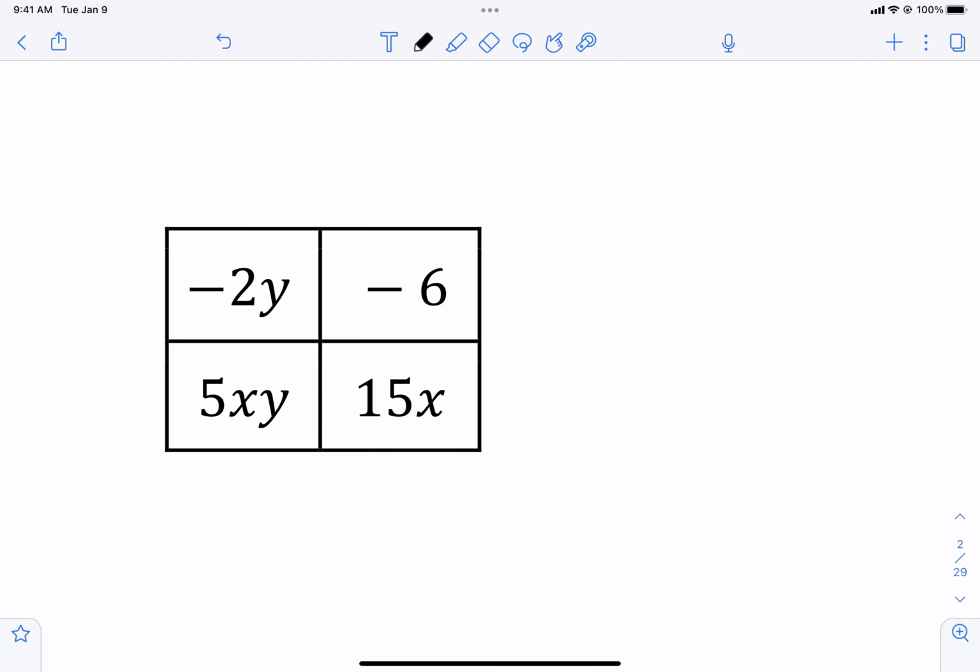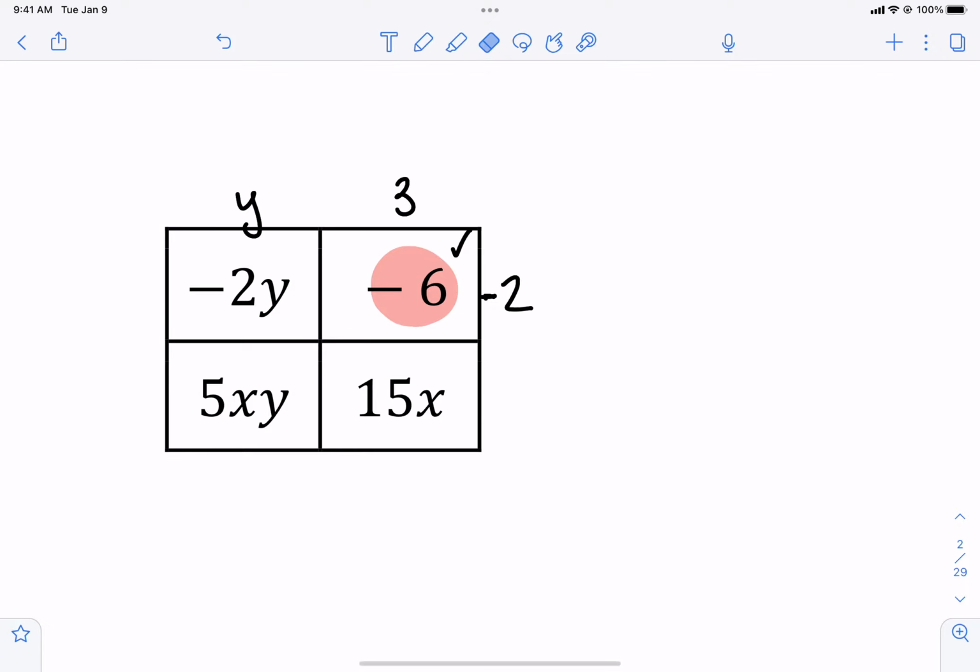What other numbers multiply to give us 6? Well, what about a 3 and a 2? And let's make this one into a negative 2. So 3 times negative 2 gives us negative 6. This one works. Negative 2 times what would equal negative 2y? And hopefully you're able to see that negative 2 times y is equal to negative 2y.